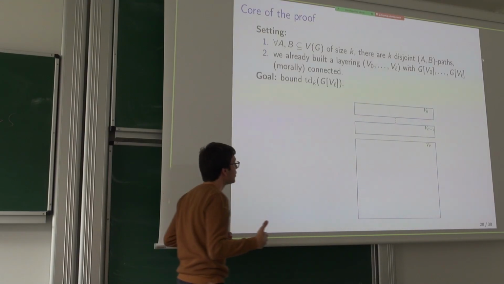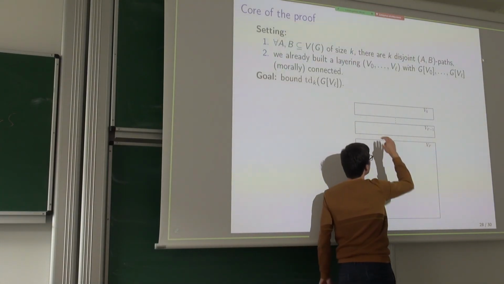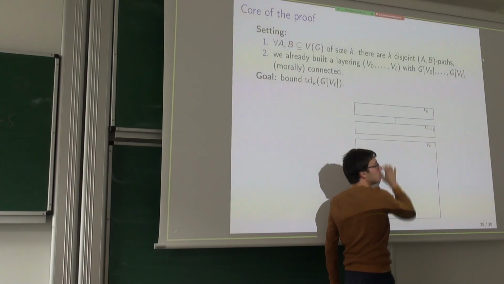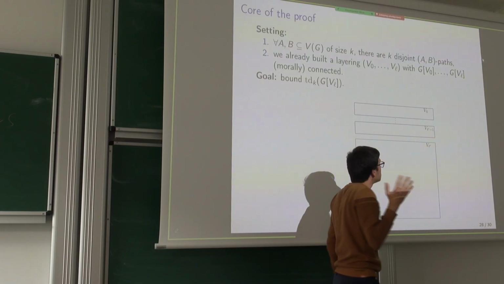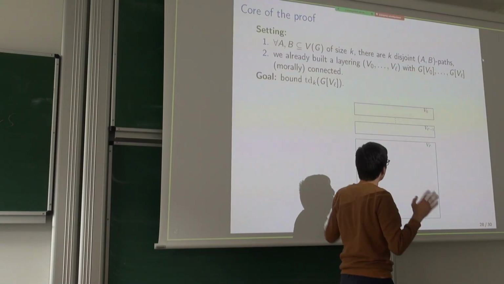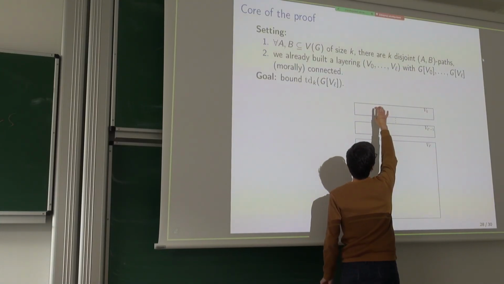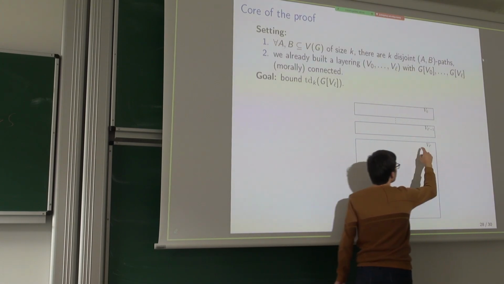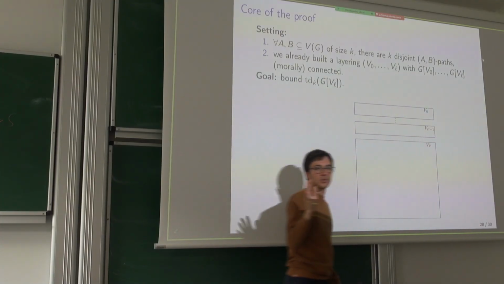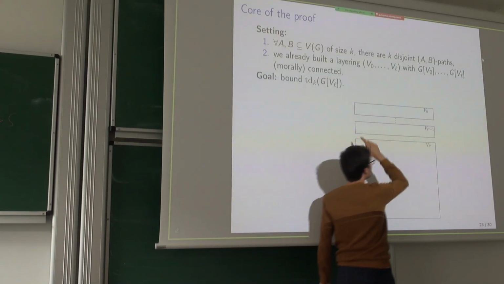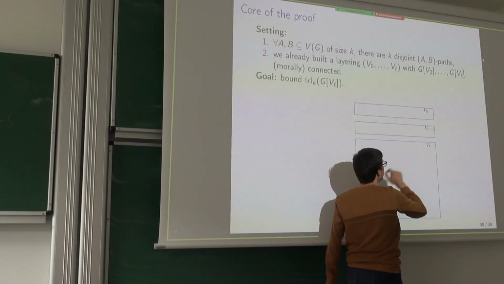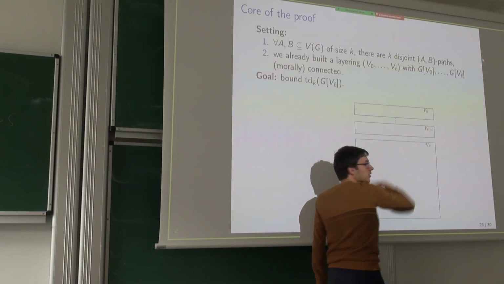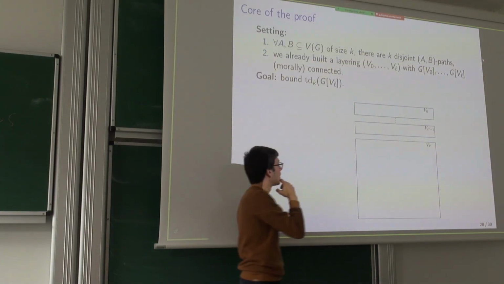Imagine you already built a layering of your graph, and to simplify, imagine that the layers are all connected. Since we live in a graph which is morally k-connected, you know that you have k disjoint paths between V0 and V l prime, the last layer. So if you reach a very big number of layers, you are sure that you find your obstruction, because you find k disjoint paths and a lot of disjoint subsets of vertices inducing a connected graph that intersect all your k paths, and so you find your obstruction.